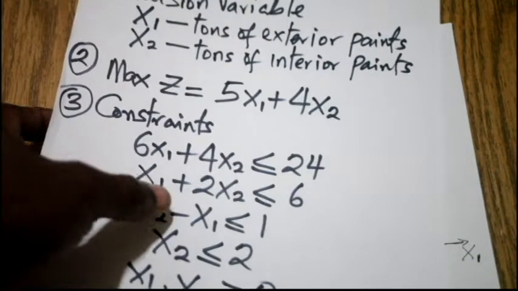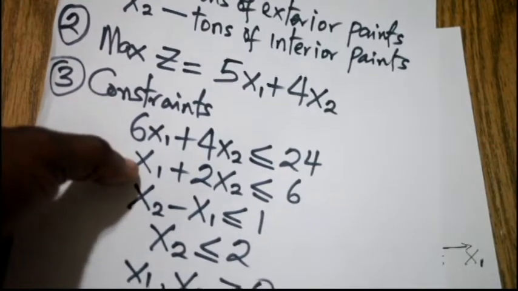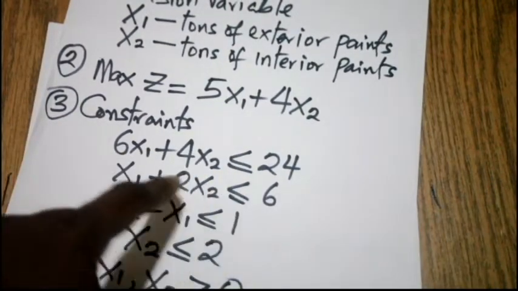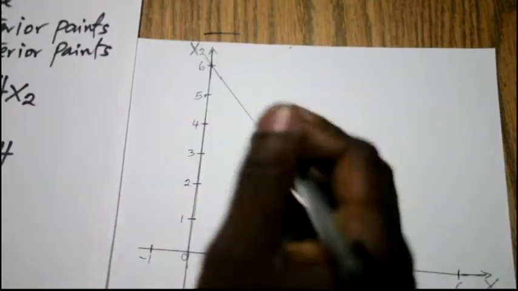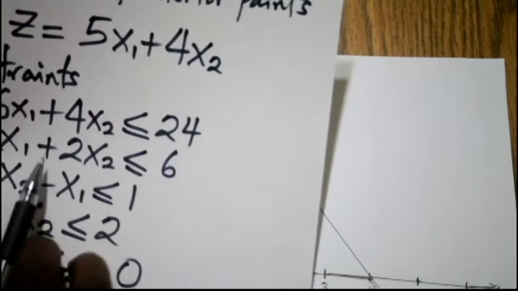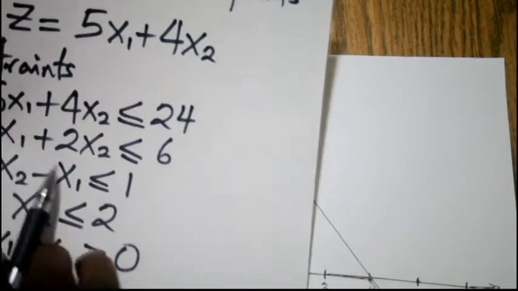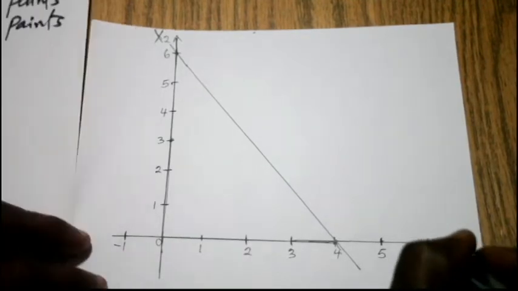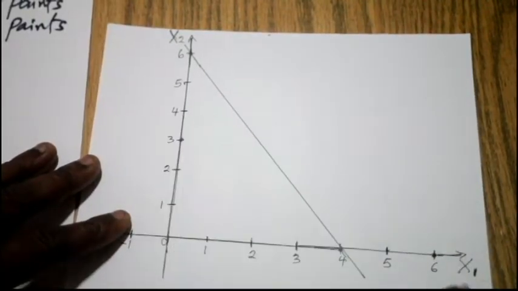Now for the second constraint, if I say when x1 is 0, what will x2 be? 2 divided by 6, that's 3. That means my x2 is going to be 3. Then when x2 is 0, x1 is going to be 6. So I have 3 to 6.